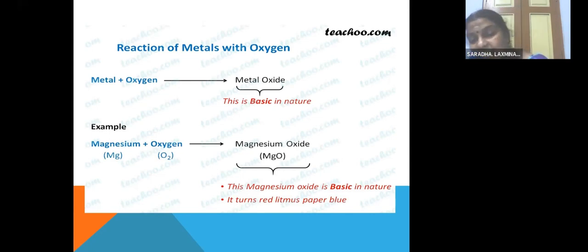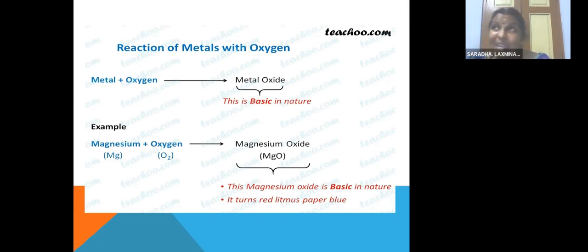And it is basic in nature. How do we know that it is basic in nature? The magnesium oxide, when it dissolves in water, forms magnesium hydroxide, and it is basic in nature. How can we know that it is basic? Red litmus. It turns red litmus blue, right?